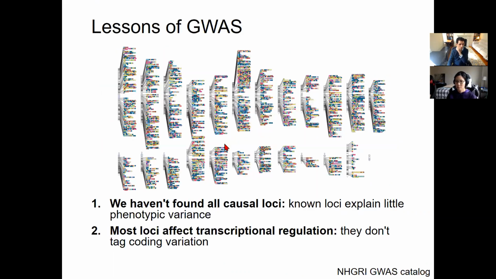So what are some of the lessons that we've learned from GWAS that are motivating today's lecture? The first lesson is that we haven't found all causal loci, that basically the known loci explain relatively little of the phenotypic variance. The second is that most loci affect transcriptional regulation. They don't tag coding variation.